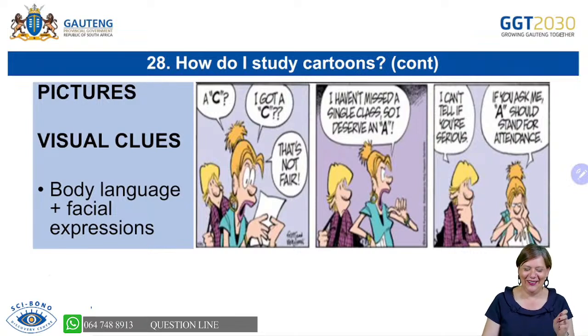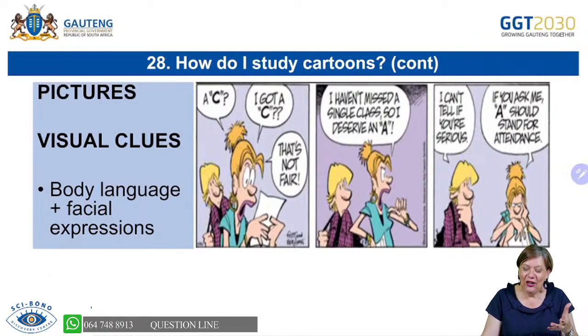Here's another one for you. The guy in the cartoon is called Jeremy. I can't remember what his girlfriend's name is. So the girl says, "A C? I got a C? That's not fair. I haven't missed a single class, so I deserve an A." And Jeremy says, "I can't tell if you're serious. If you ask me, A should stand for attendance." So she believes, obviously, just because she was in class, every single class, she should get an A for attendance.